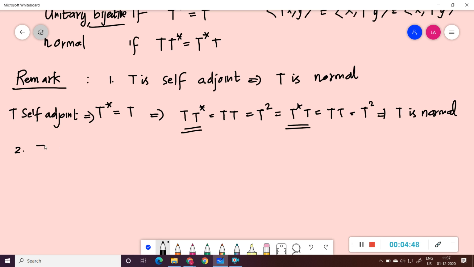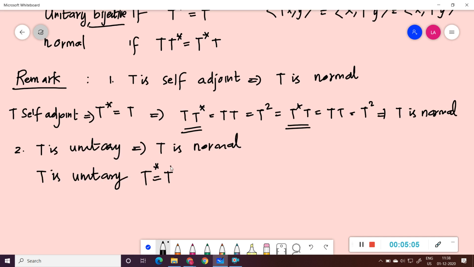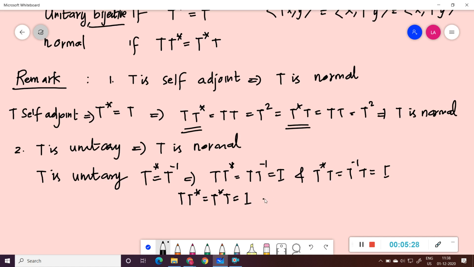And the second remark which we can get is: T is unitary implies T is normal. So T is unitary, meaning T star is equal to T inverse. Then T star T should be equal to T inverse T, which is the identity, and T T star is T T inverse, which is also the identity. So T star T and T T star should be equal, which implies T is normal. So, from the definition itself, we can clearly understand that every self-adjoint operator is normal and every unitary operator is normal. And the converse may not be true. Every normal operator need not be self-adjoint or unitary in general.